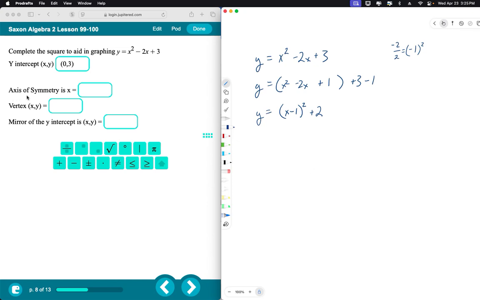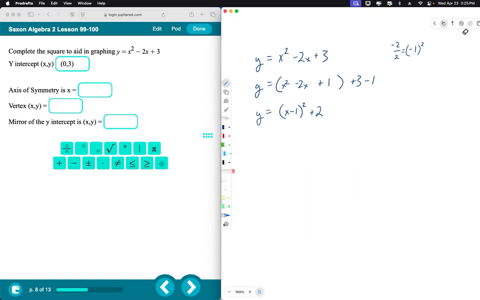So the axis of symmetry is that line that is through the center of the parabola. If you don't know what the parabola is, it is that. All right, here's your graph. The parabola is that U, right? It's that U-shape thing that we graph. That's the parabola, right? All right, so let me show you.